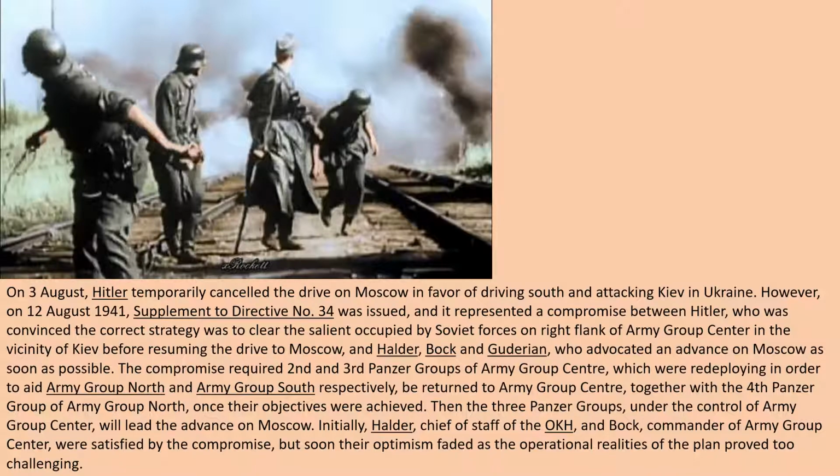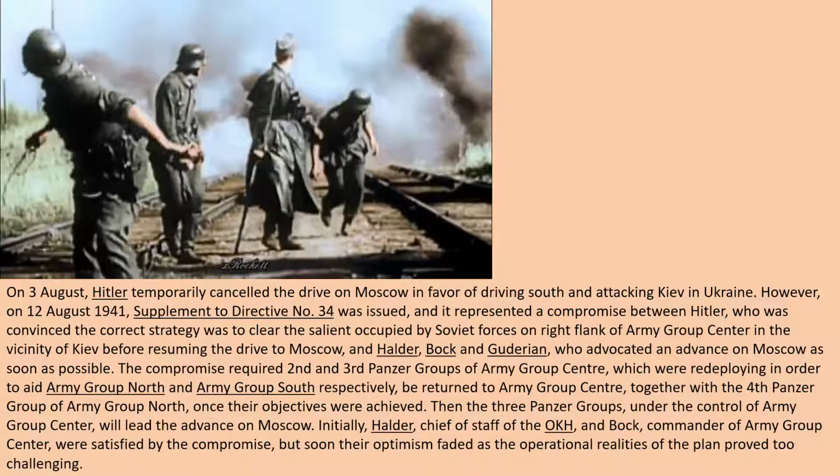However, on August 12th, 1941, a supplement to Directive number 34 was issued, and it represented a compromise between Hitler, who was convinced the correct strategy was to clear the salient occupied by Soviet forces on the right flank of Army Group Center in the vicinity of Kiev before resuming the drive to Moscow. Hitler wanted to continue to push forward, and Halder. So the compromise was between Hitler and Halder, Bock, Fyodor von Bock, and Hans Guderian, who advocated an advance on Moscow as soon as possible. Of course, Hitler wanted to take out Kiev first.